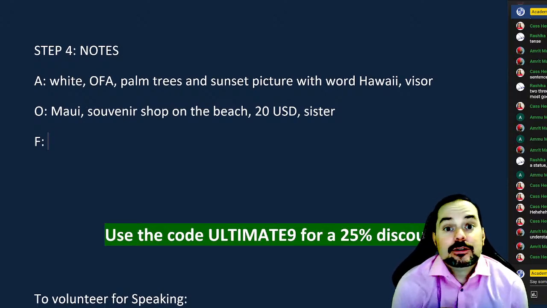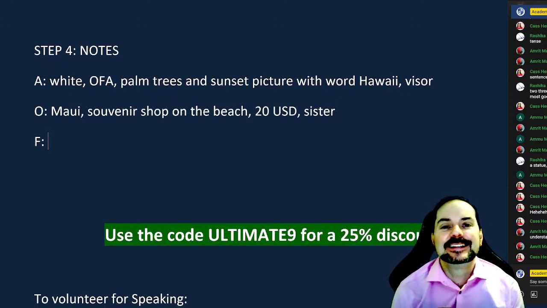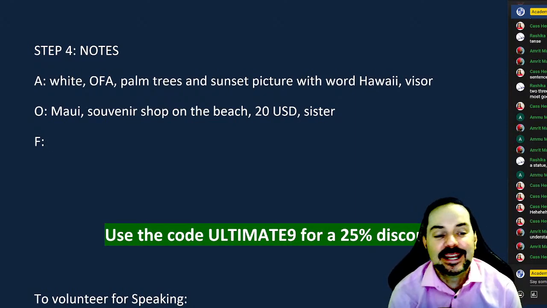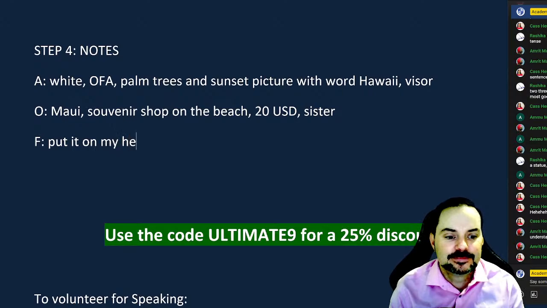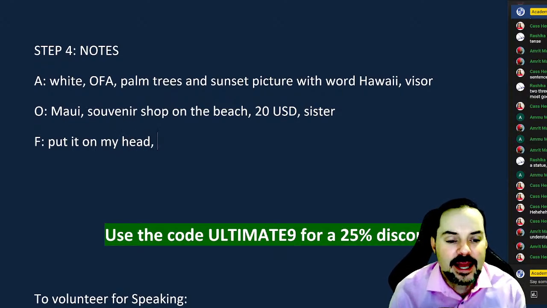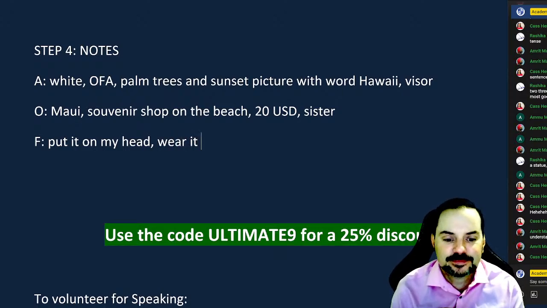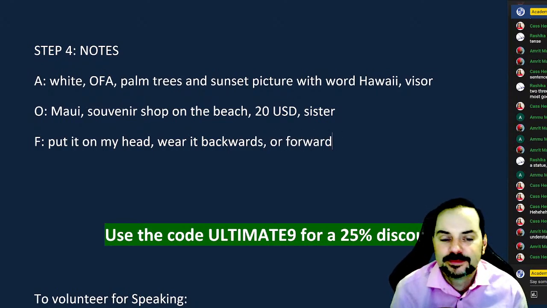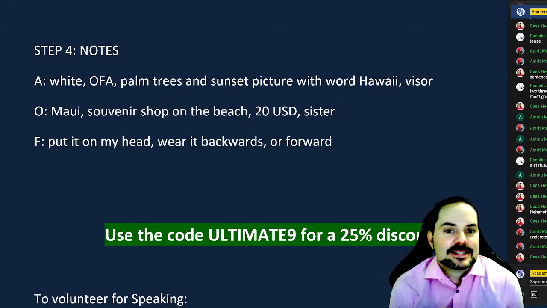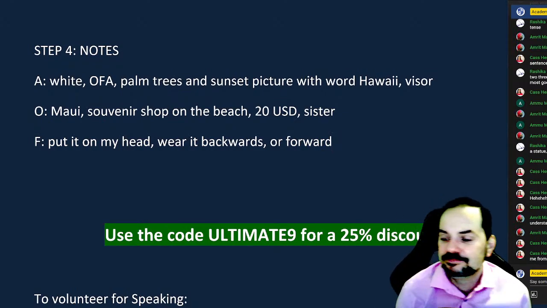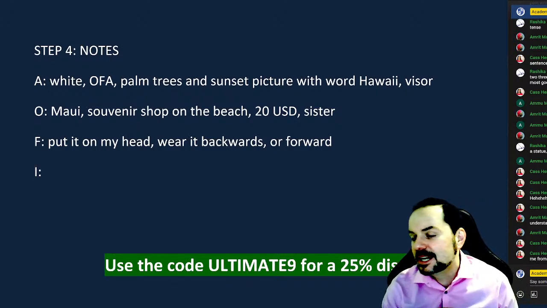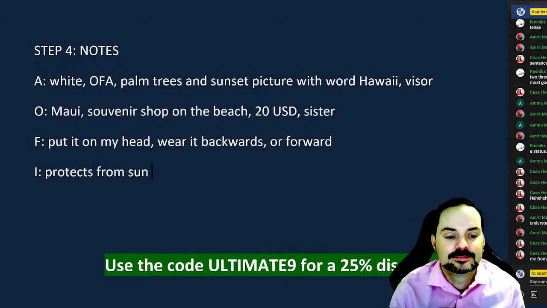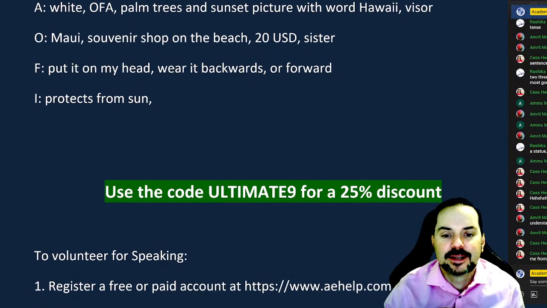How do you use it? So how do you use a baseball cap, right? And again, that might seem pointless, but it isn't, okay? So put it on my head. And maybe sometimes you wear it backwards. Okay, or forwards. All right, and that's it, right? So there's not much to it. Okay, why is it important? Okay, protects me from the sun. Sure, protects from the sun, absolutely.